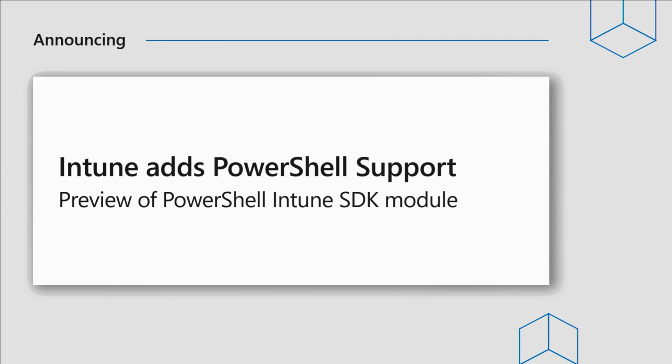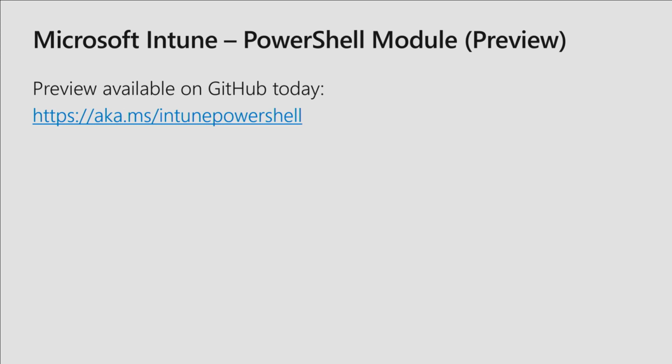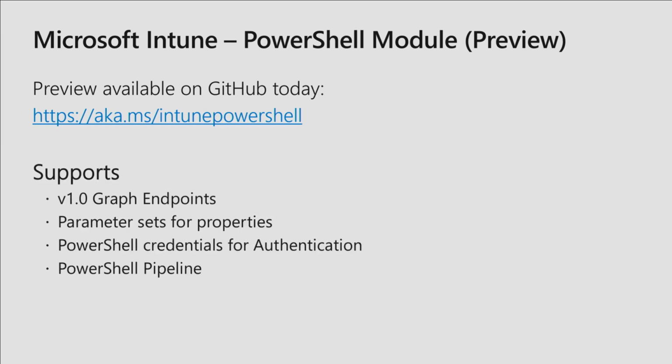The key thing about our PowerShell module is that you can download it today from aka.ms/IntunePowerShell. It sits on GitHub today. Because we're in preview, we're going to go through probably four previews before we go ahead and GA the module itself. The key thing is that we support the v1 endpoint only, which means anything supported by the service is supported by v1.